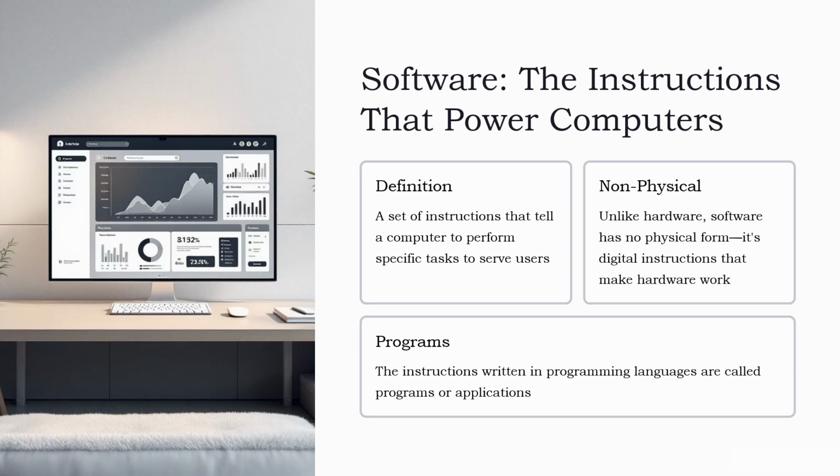Now, let us understand the concept of software. A computer system consists of two main components, hardware and software. Hardware refers to the physical components like CPU, monitor, keyboard, and the hard disk. Software refers to the set of instructions that tell the hardware what to do. In simple terms, we can say software makes hardware useful. Without software, a computer is just a collection of electronic components. Some examples of software include MS Word, Excel, PowerPoint, and browsers.